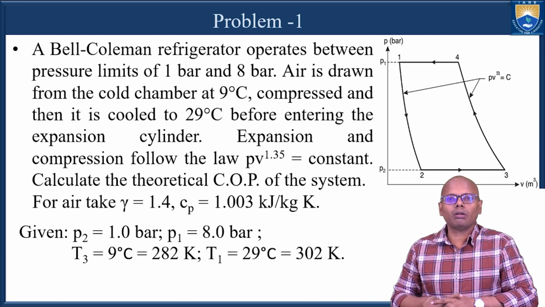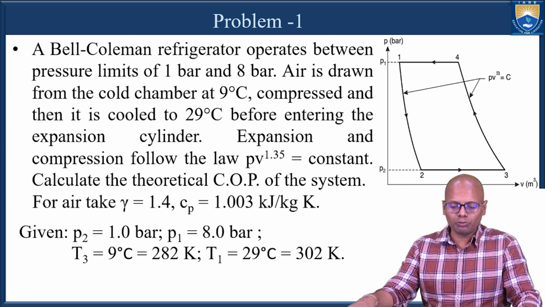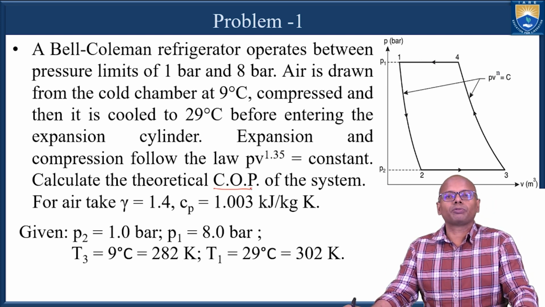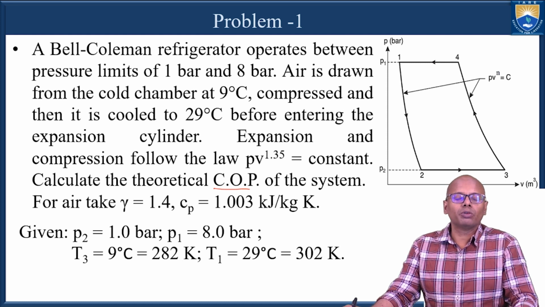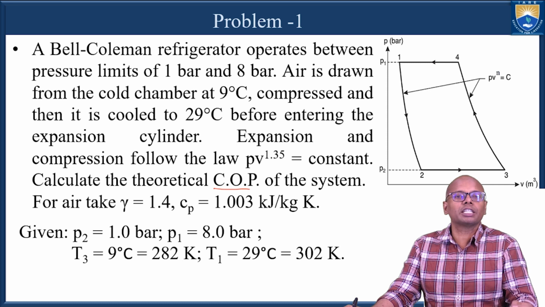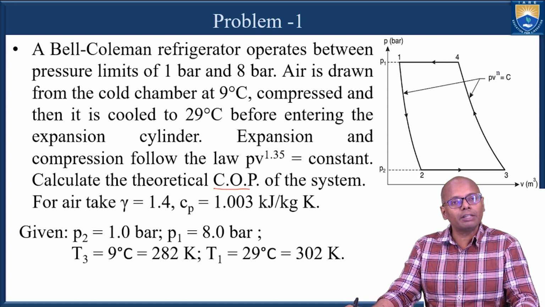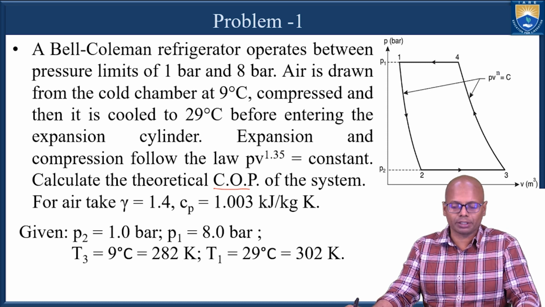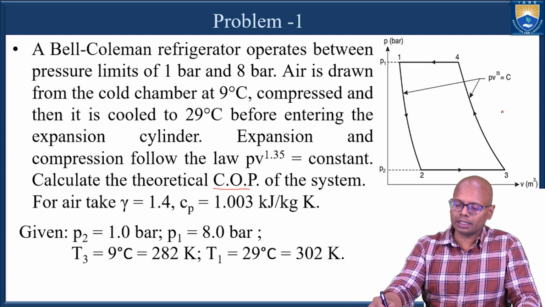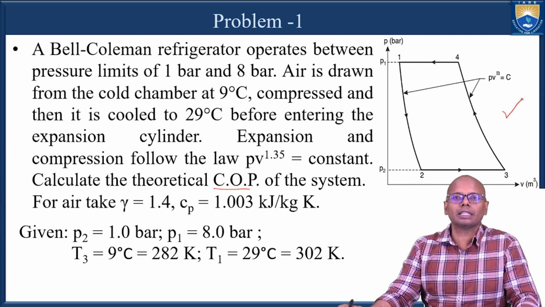Now, how to solve this problem? We have to find the COP of the system. For the COP, we need two things. One is the refrigeration effect that is produced, and the other is the work required for producing that refrigeration effect. And if you see here, this diagram is representing this Bell-Coleman refrigeration cycle or reversed Brayton cycle.